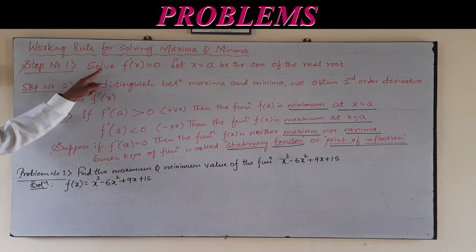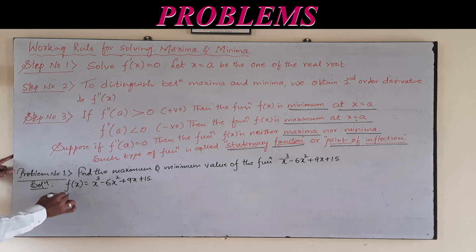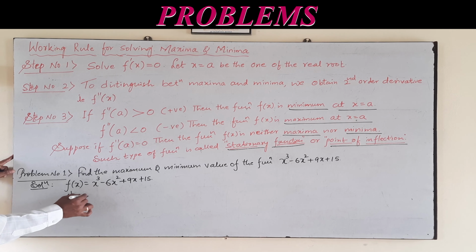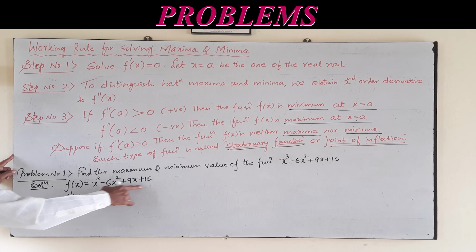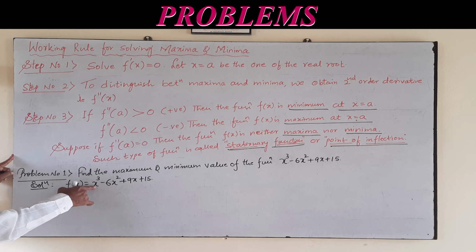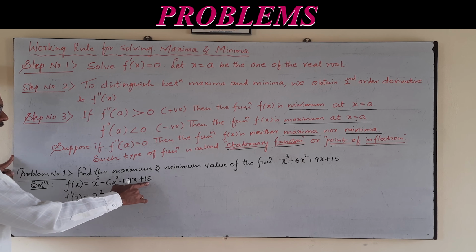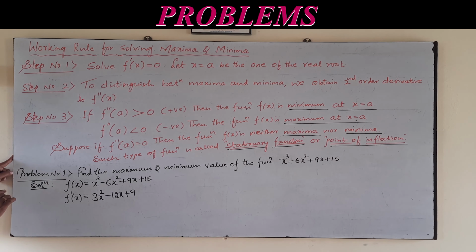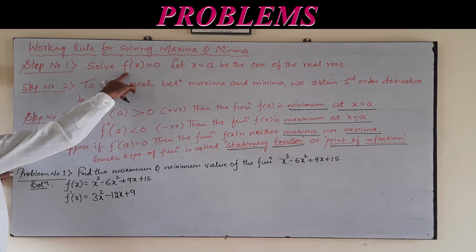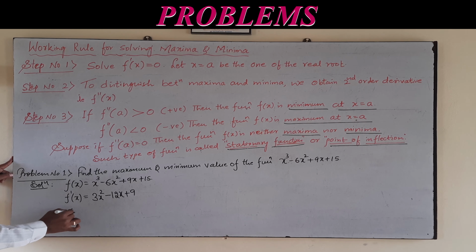Step number 1: solve f dash x, that is, differentiate this. f dash x is nothing but dy by dx. Differentiating, you know the derivative of x cube is 3x square. Derivative of 6x square is 12x. Derivative of 9x is 9. Derivative of 15, a constant, is 0. Now step 1: solve f dash x is equal to 0.